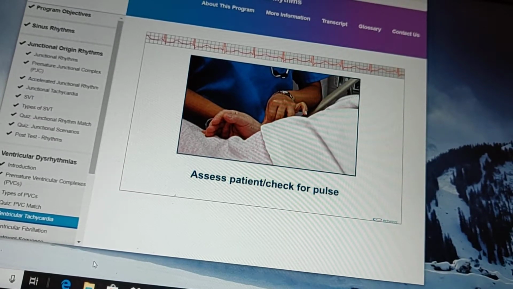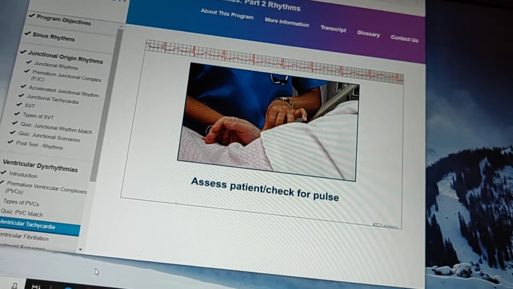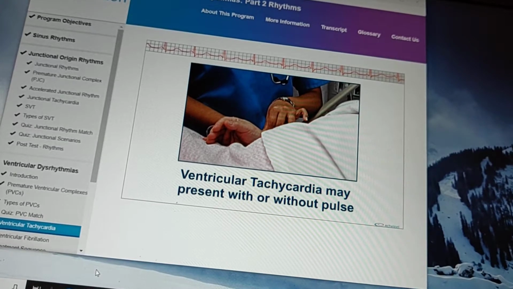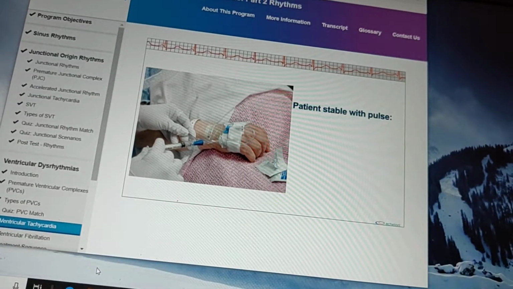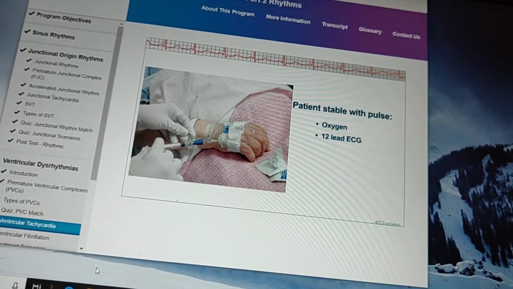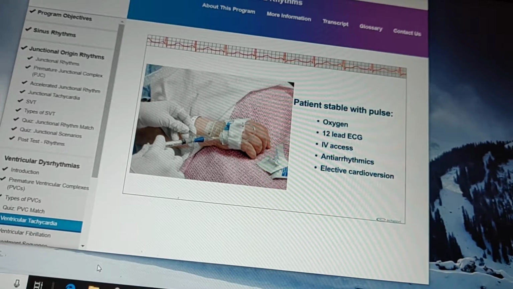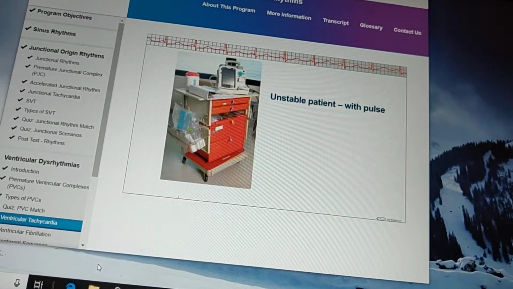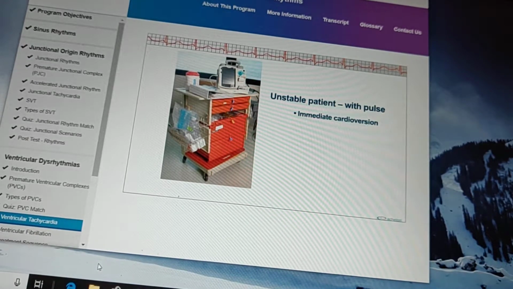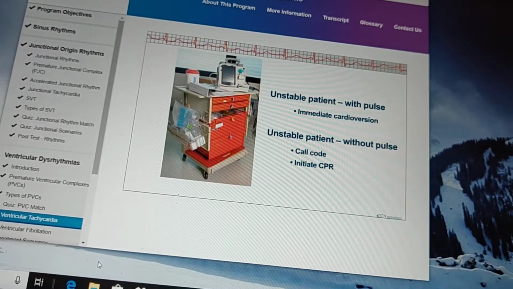In assessing the patient, check to see if there is a pulse, which is particularly important in this instance because ventricular tachycardia may present with or without a pulse. If the patient is stable and has a pulse, treat with oxygen, 12-lead ECG, IV access, antiarrhythmics, or elective cardioversion. If the patient is unstable but still has a pulse, prepare for immediate cardioversion. Of course, if there is no pulse, call a code and initiate CPR.